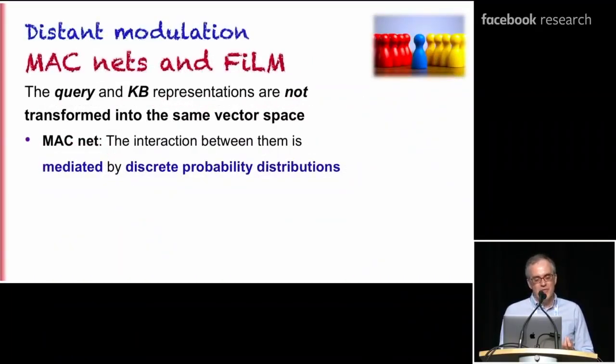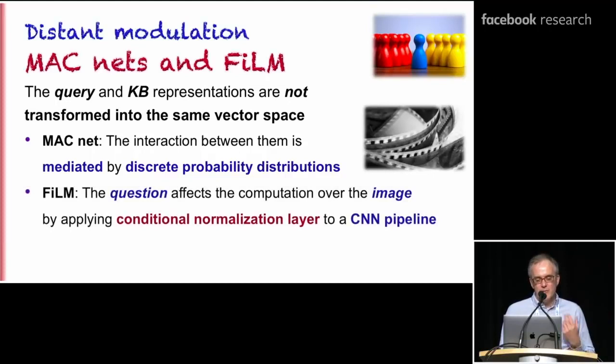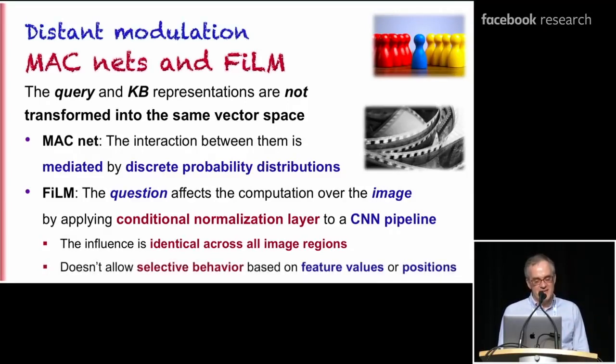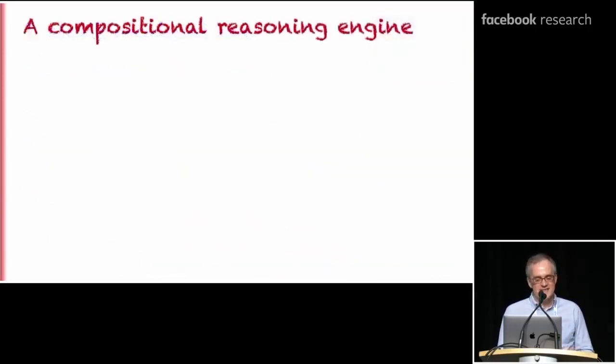Against the FiLM model from Montreal, we actually did take a key insight from it. The FiLM model proposed, rather than transforming both the query and the knowledge base into the same representation, an indirect modulation, and we've borrowed that kind of indirect modulation. But I think we really benefit from having our close attention to the query and the knowledge base, where FiLM's conditional normalization layer is a kind of global tilt which is applied identically across all image regions and doesn't allow the kind of selective behavior based on features or positions.